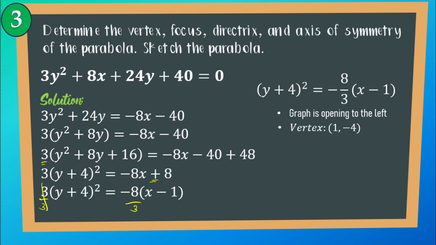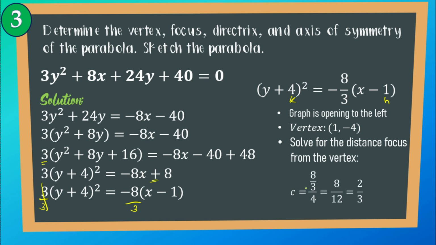Tapos yung vertex naman here, ito yung h. Okay, ito naman yung k. So that's 1, negative 4. Tapos solve for the distance of the focus from the vertex. So let's solve. So c is equal to, ito yung negative 8 over 3, ito yung length ng latus rectum. This is 4c, di ba? So pag kukunin natin yung c, divide lang natin by 4. So that's why c equals 8 over 3 over 4 equals 8 over 12 equals 2/3. 2/3 yung length ng focus from the vertex.